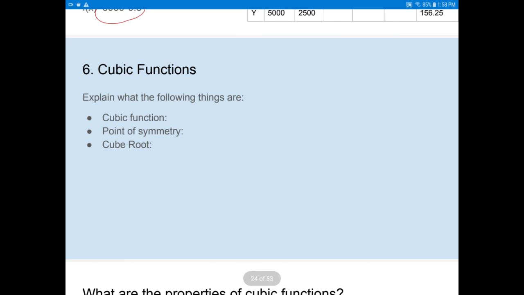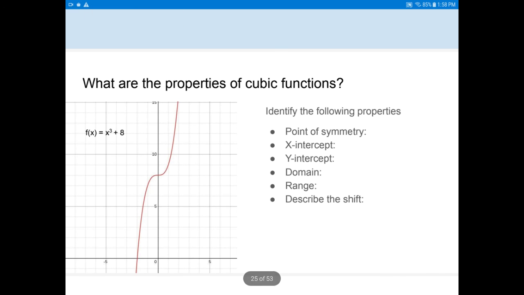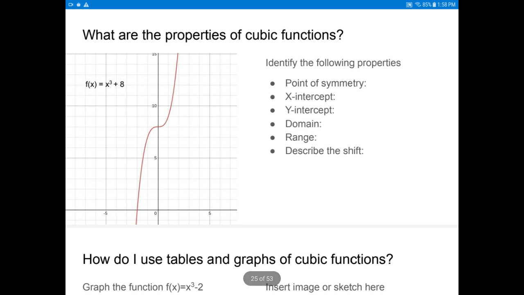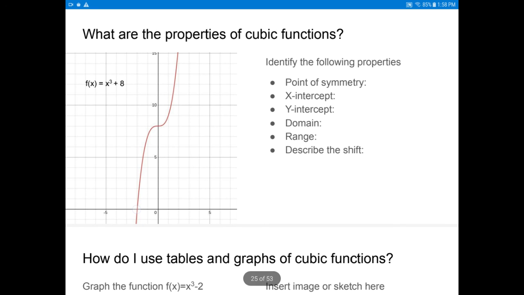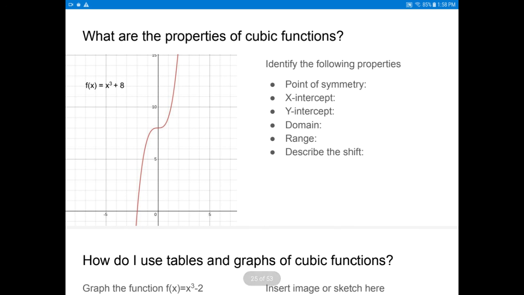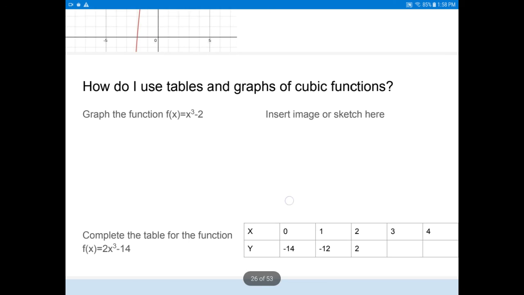Cubic functions. Cubic functions have the power 3, a variable to the power 3. Point of symmetry is the middle point of the function, and then cube root is the opposite of cubing. Properties of cubic functions. So point of symmetry is this right here. X-intercept is here, Y-intercept is here. The domain is all real numbers, the range is all real numbers. The shift of this one was up 8.